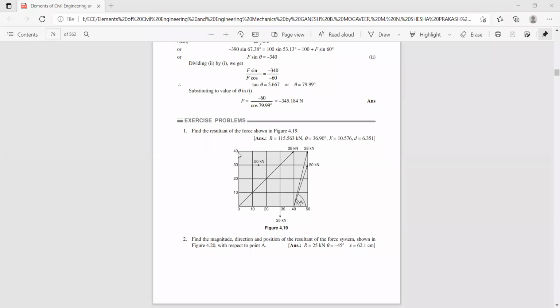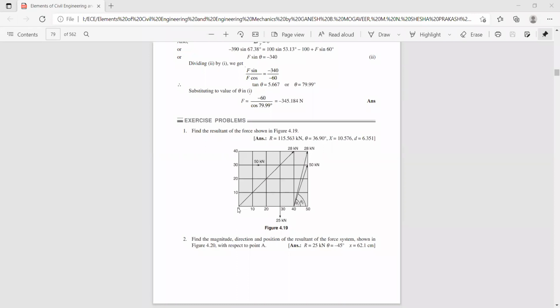Here you have a rectangular plate. The width is 50 units and the height is 40 units. There are four forces: one of 50 kilonewton, another of 8 kilonewton, another of 28 kilonewton, and another of 50 kilonewton acting on this plate. Each square is 10 millimeters by 10 millimeters, or whatever the units may be. Let us find the magnitude, the direction, and also the position of the resultant, and also the x-intercept of the resultant. Now this is the given problem.